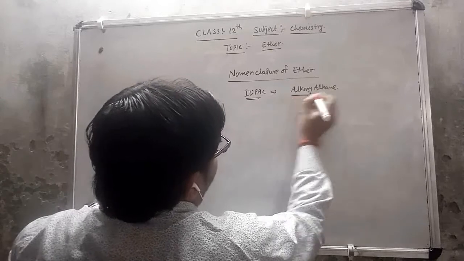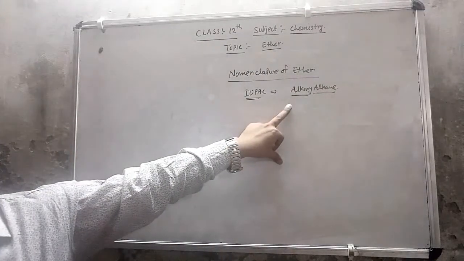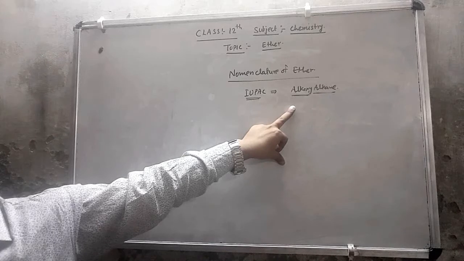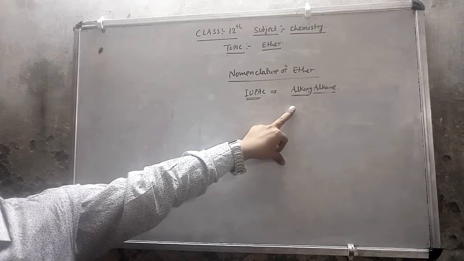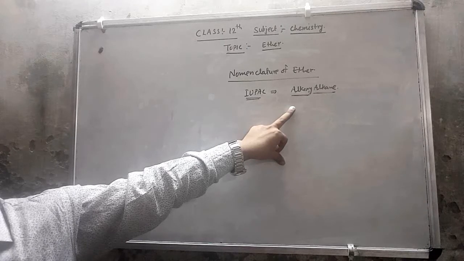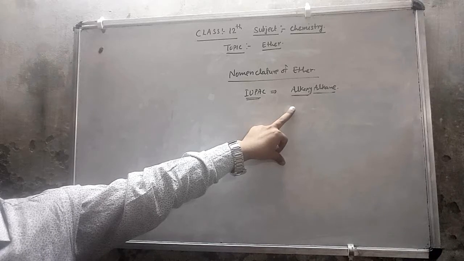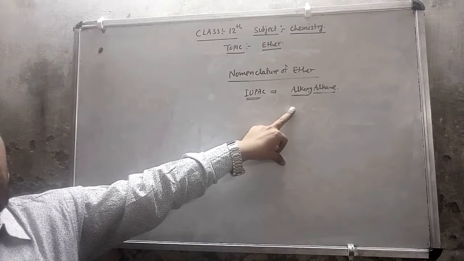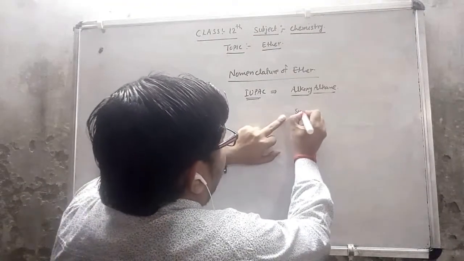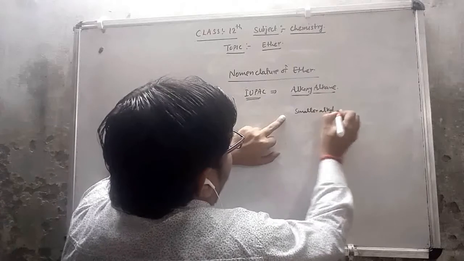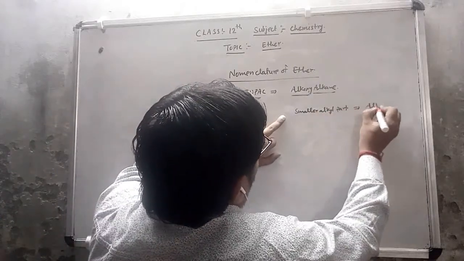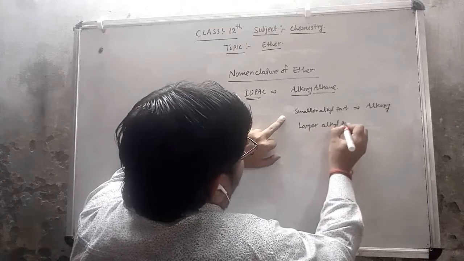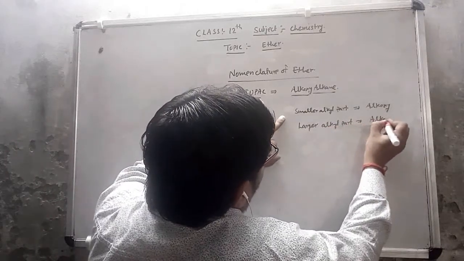Now the point is, which part is alkoxy and which part is alkane? The larger alkyl group forms the parent chain, while the lower alkyl group is taken with the alkoxy. So the smaller alkyl part will be alkoxy, and the larger alkyl part will be the name of the alkane.